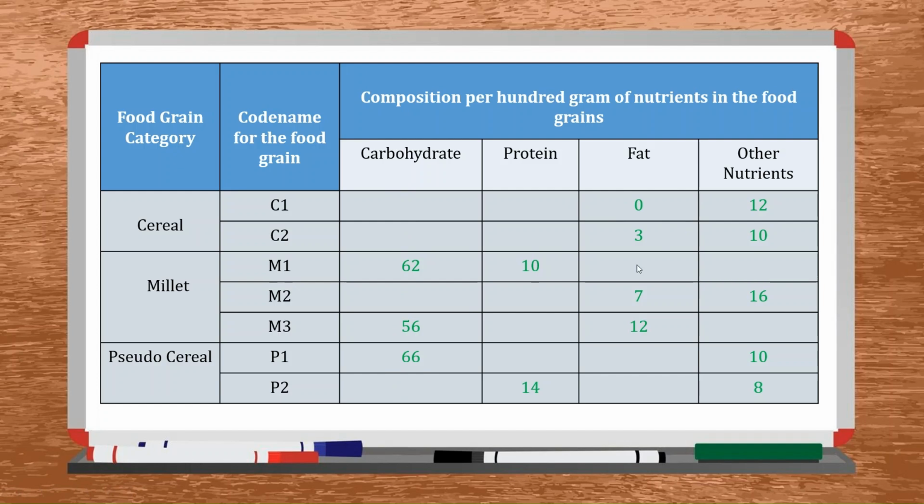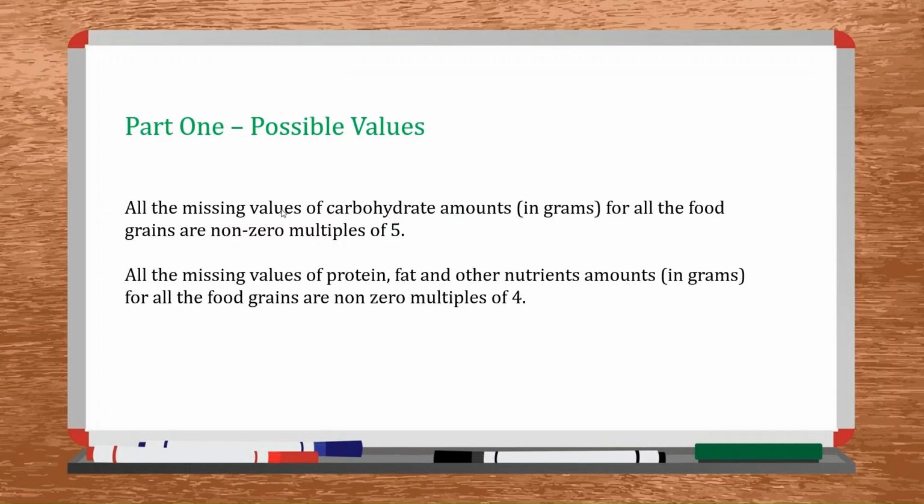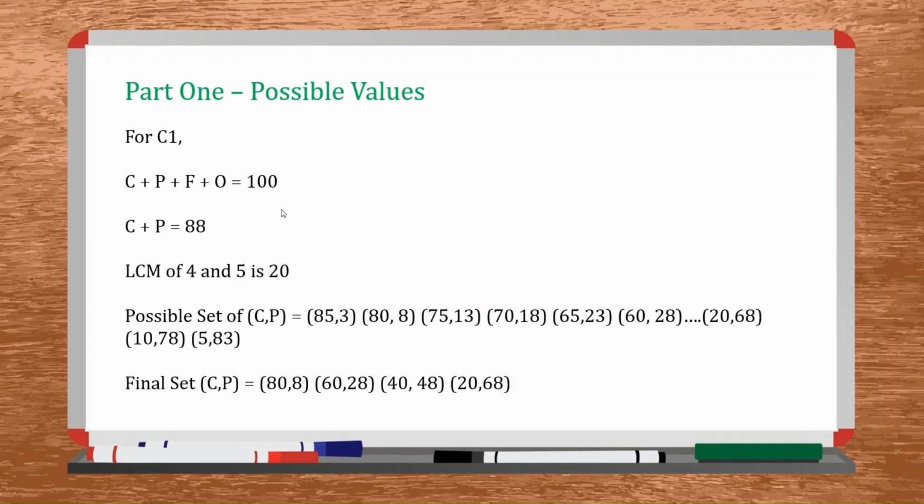Now, let's consider C1 as an example. First, we'll be finding the possible values. The total of all the nutrients in C1 is 100 grams, out of which fat and other nutrients are 12 grams. So the carbohydrate and protein content in C1 would be 88 grams. Now, since carbohydrate is a multiple of 5, the maximum amount of carbohydrate present in C1 can be 85.